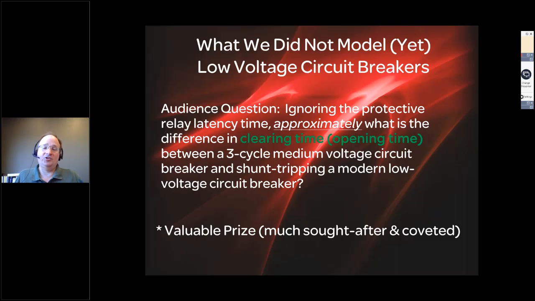But by the way, I showed you the Evolis breaker before. The same shunt trip used in a medium voltage Schneider Electric Evolis breaker, the exact same shunt trip mechanism is used in their low voltage breaker, the MX shunt trip. So the clearing time is absolutely, in that case, identical.